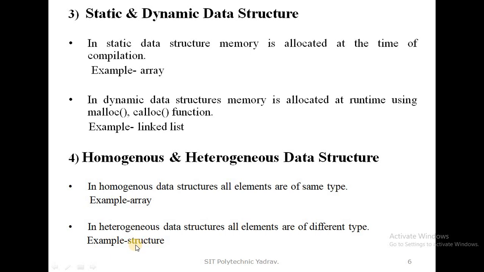For example, we declare a structure for a book. The book name is a character type, book ID is a number, and book price is a float. These different data types are held together within each other using a structure. So a structure is a heterogeneous data structure.